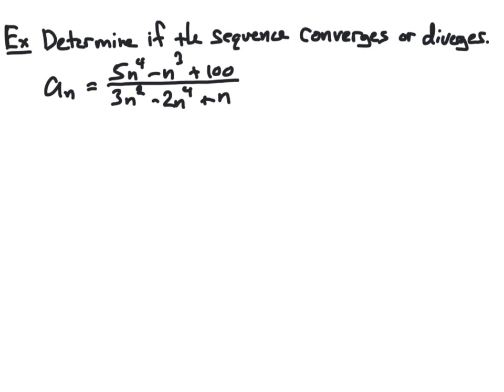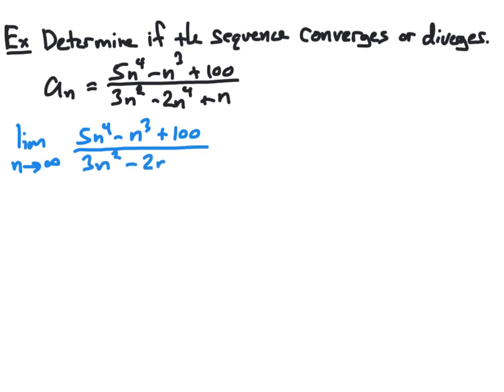The term here for this sequence is a rational function, and what we really need to do is compute the limit as n goes to infinity of this term. There's a few different ways that we can approach this, but since we're talking about the limit laws at this point, we're going to use the limit laws here to compute this limit.